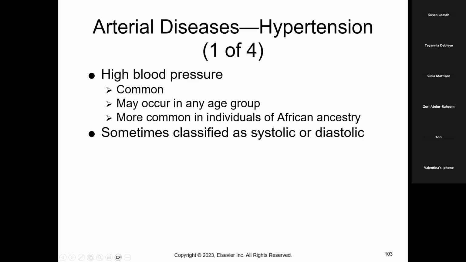All right, valve disorders. So let's start with arterial diseases, high blood pressure. It can be primary or secondary. It's considered a silent killer. It can be classified as diastolic or systolic.